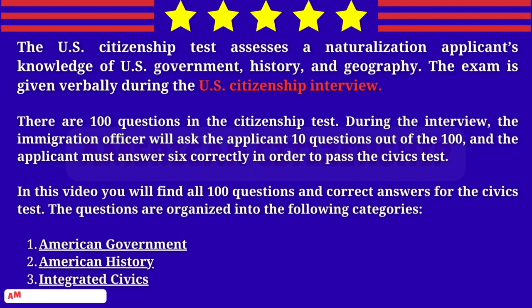The U.S. Citizenship Test assesses a naturalization applicant's knowledge of U.S. government, history, and geography. The exam is given verbally during the U.S. Citizenship Interview. There are 100 questions in the Citizenship Test. During the interview, the immigration officer will ask the applicant 10 questions out of the 100, and the applicant must answer 6 correctly in order to pass the Civics Test.